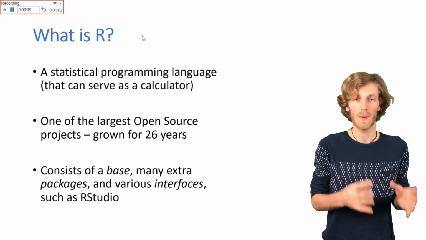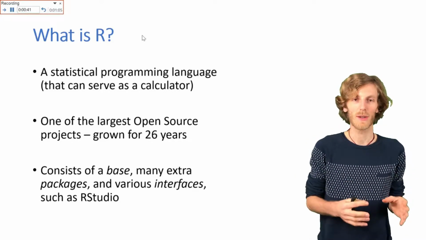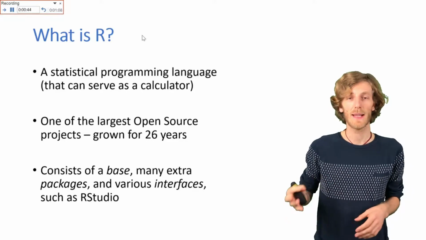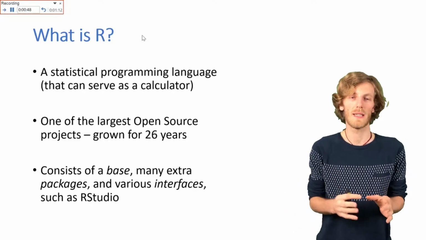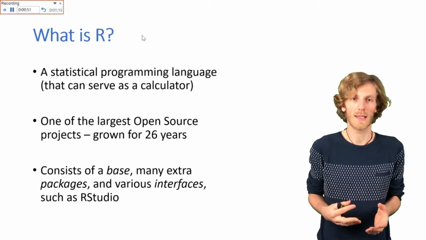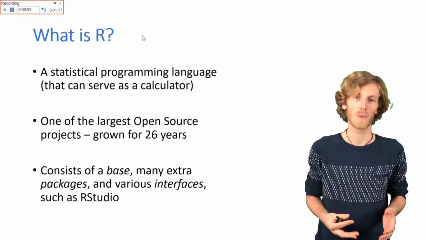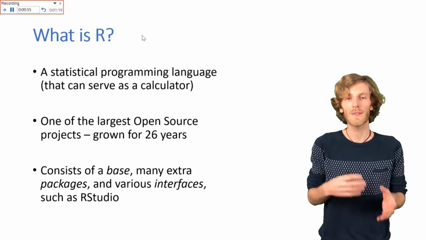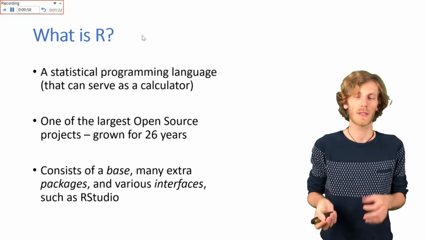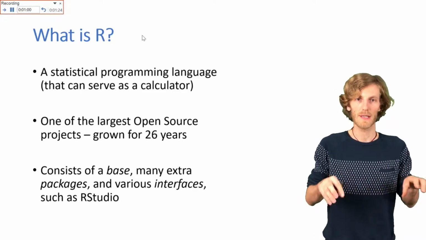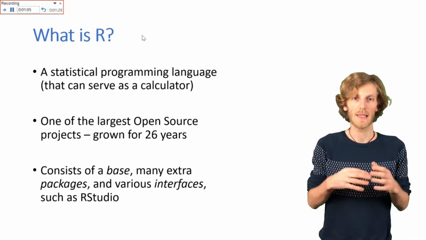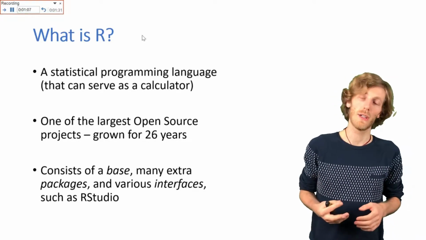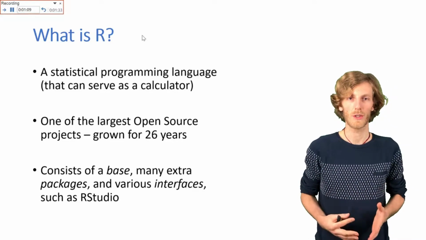So R consists of a base that has been growing over the past 26 years, many extra packages where people have developed new specific applications, which we can all download and use now for our own purposes. And then there are various interfaces. Because R used to be just a command line where you type things in and you get responses, but now there are many interfaces that make that easier. RStudio is probably the most popular one, it's the one we're going to use in this course.